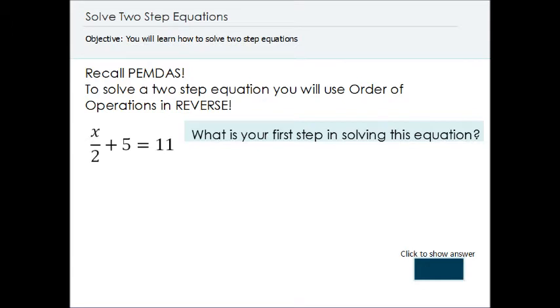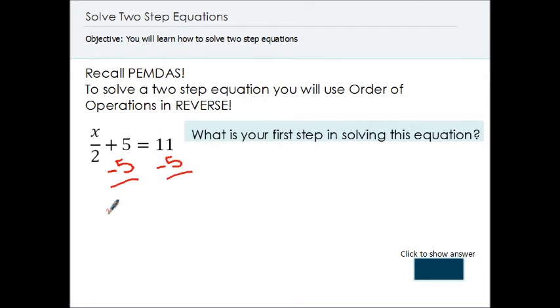All right, so this is just another example. This is asking what is our first step. Our first step is always to subtract 5 from each side, because we are looking for the opposite of either plus or minus. So subtract 5 from both sides.